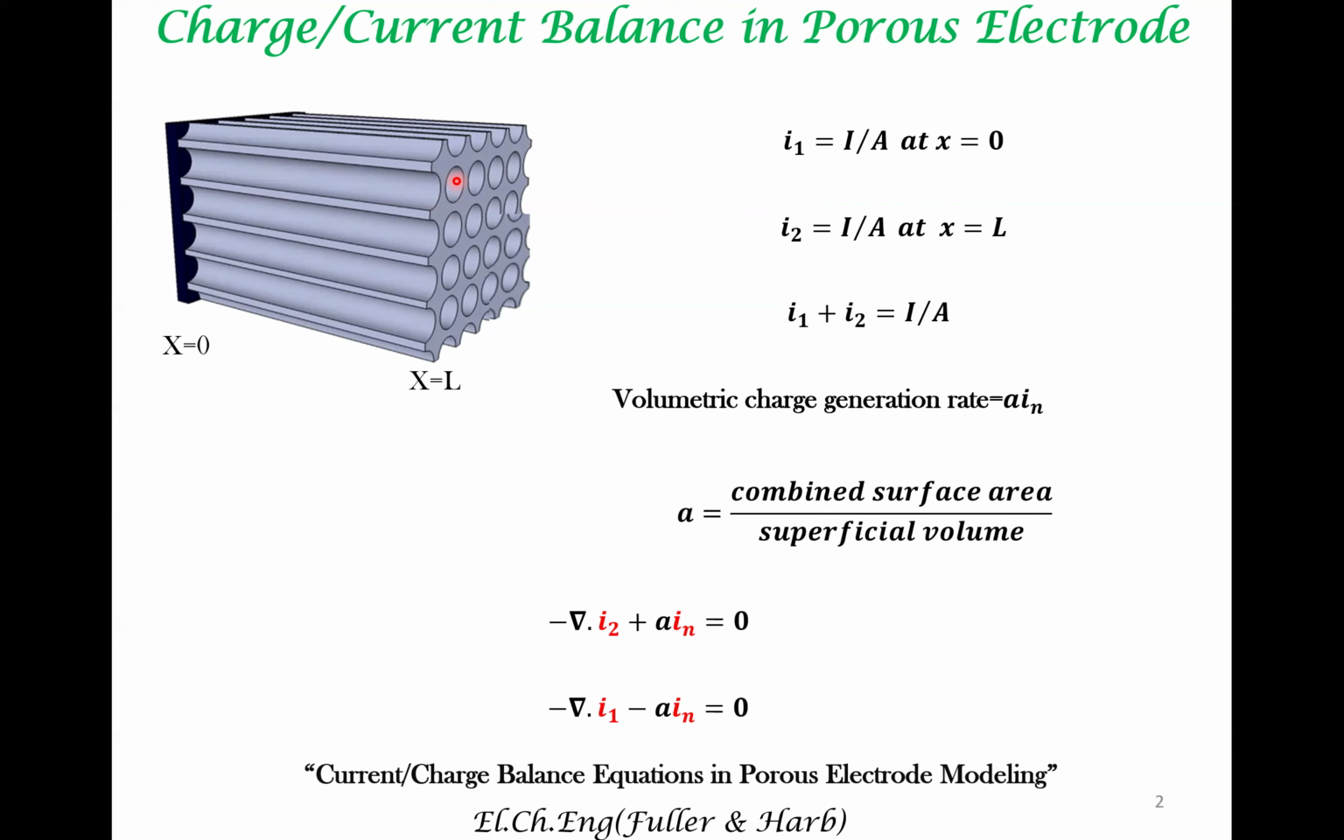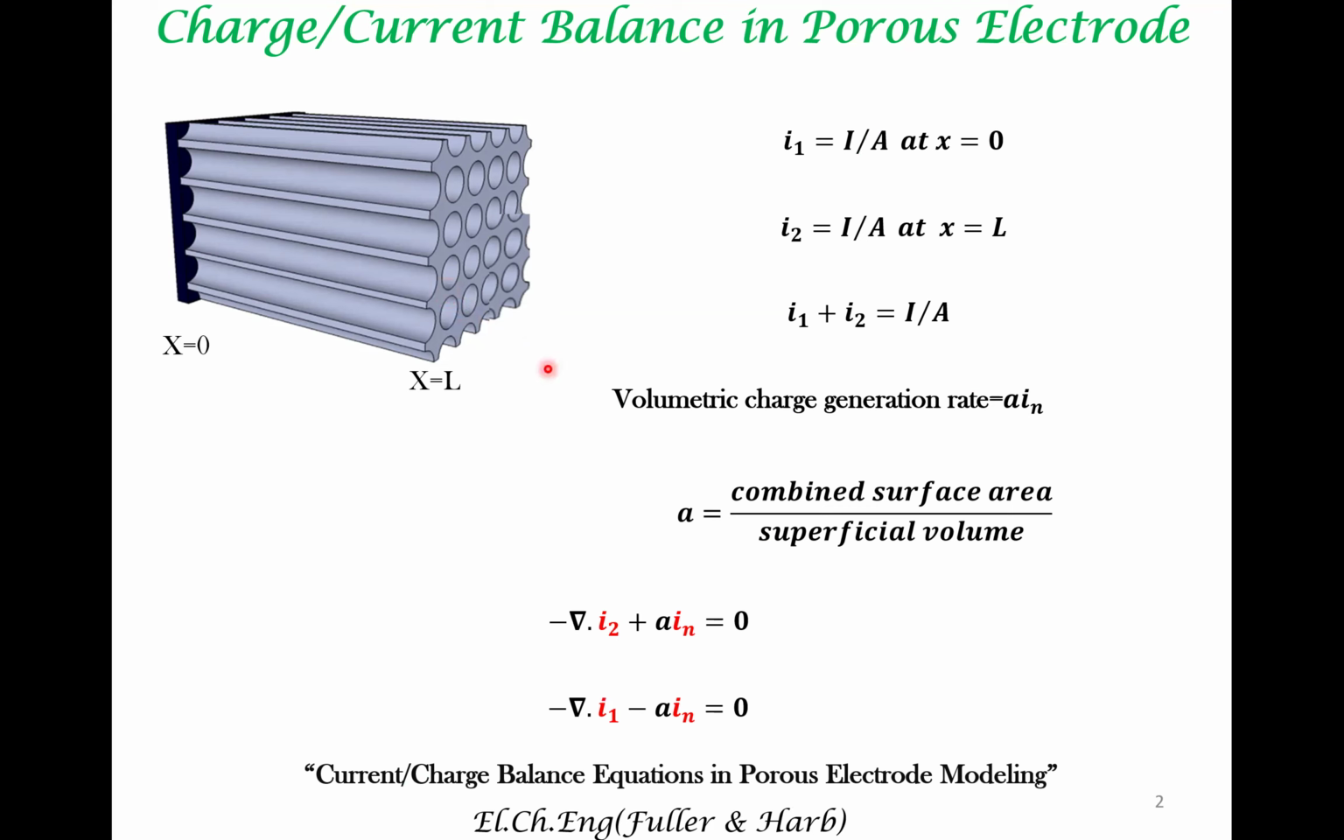A few important aspects have to be re-emphasized. One is there is one current density which is normalized to the superficial area, which we clarified in the previous lecture. Please refer to that. And then there is another current density with respect to the actual interfacial area available between the electronic phase and the electrolytic phase.